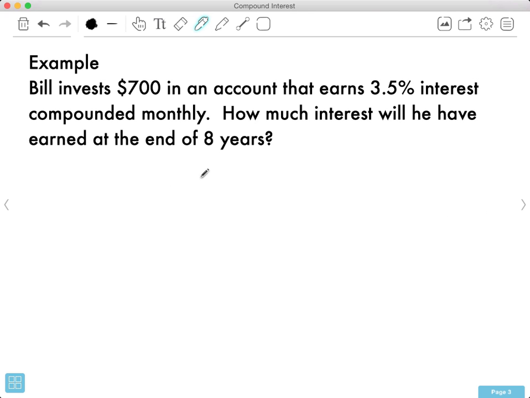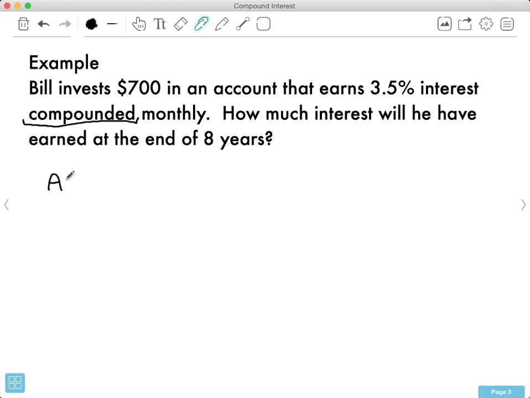So Bill invests $700 in an account that earns 3.5% interest compounded monthly. It's the word compounded in here that tells you it's compound interest, and you need to use that ugly little formula. And it asks how much interest will he have earned at the end of 8 years. So let's fill in the formula.